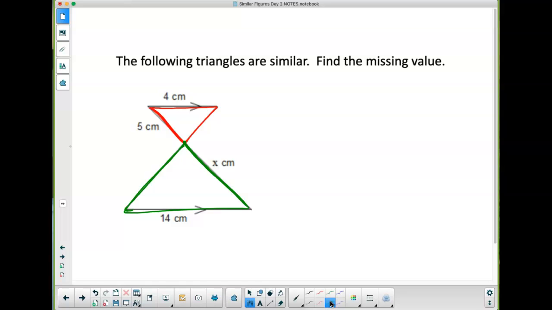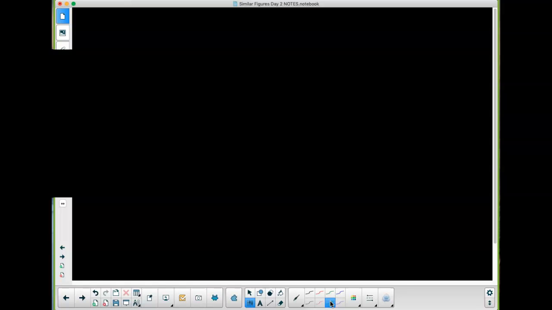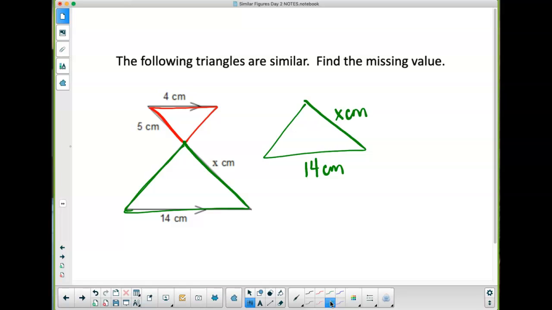Okay, so it would really be the big triangle, or we'll go with the big triangle first, which has 14 centimeters down here and X centimeters over here. And if I take the small triangle and I rotate it, I don't just flip it, I actually have to rotate it. The 4 centimeters ends up at the bottom, and the 5 centimeters is over on the side. Okay? So it really does help me to redraw the picture so that the triangles are facing the same direction. Okay, because then I can match everything up.